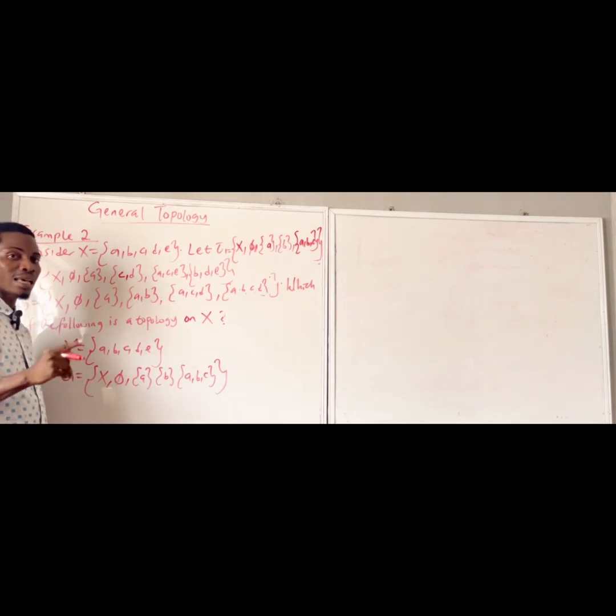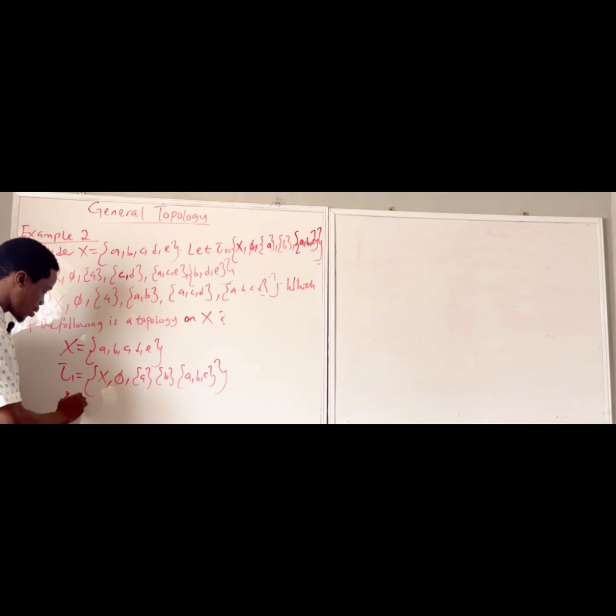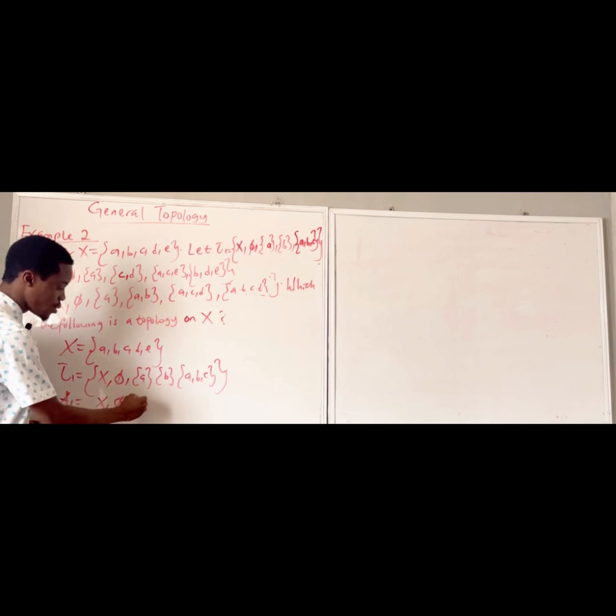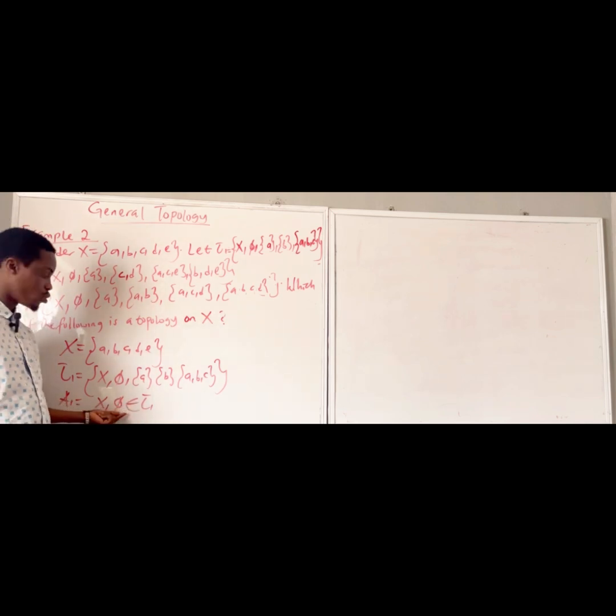First issue: do X and the empty set belong to Tor? This was our first issue in our previous class when I discussed the definition of topology. When we find that X and the empty set are members of Tor, it means it satisfies the first issue. So let us consider issue 1. X and the empty set must be members of the topology. We are considering topology 1, so they must be members of topology 1. If we go to the set of Tor 1, we can find X and the empty set here. So Tor 1 includes X and the empty set as elements. It means issue 1 is satisfied.